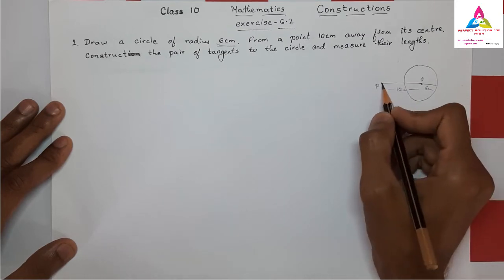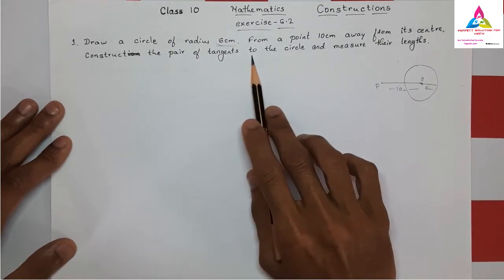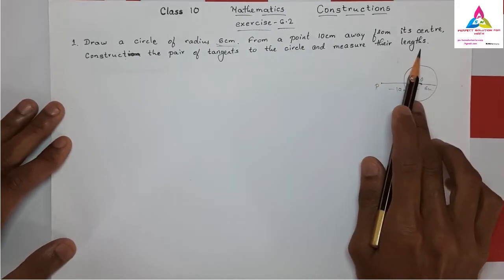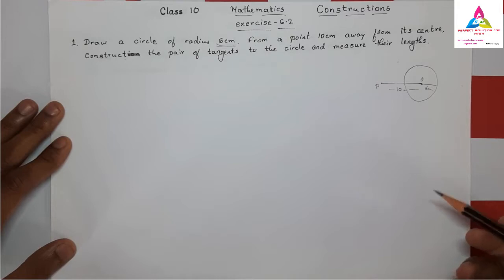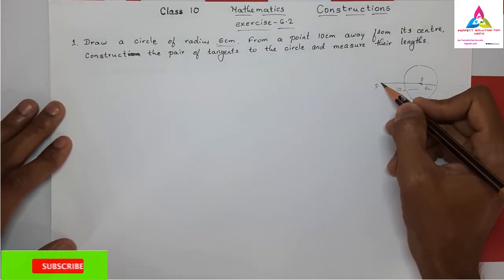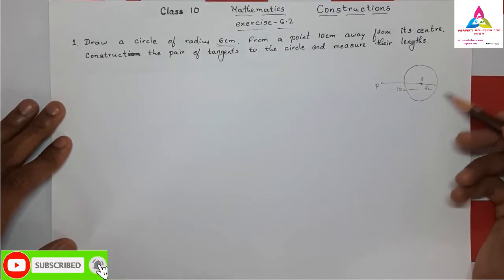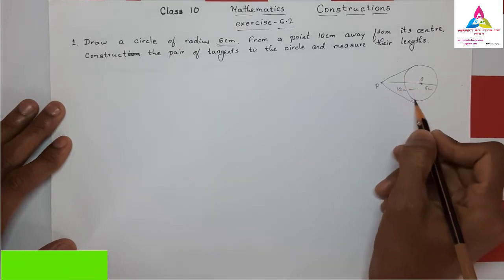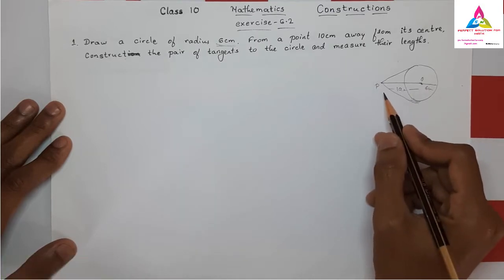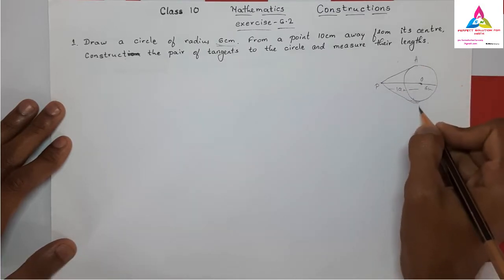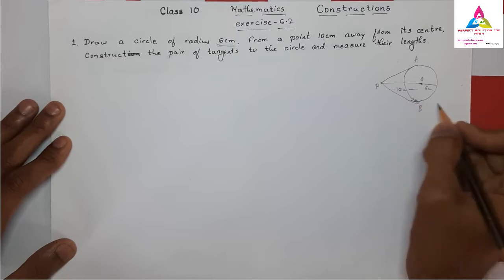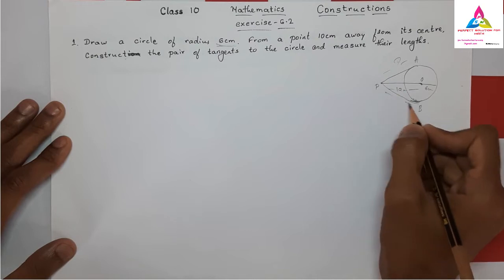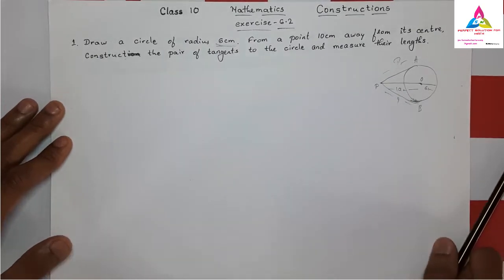From this external point P, we have to construct the pair of tangents to the circle and measure the length. Measuring the length we will do later, but first we have to construct the tangents. You remember, from an external point to a circle we can draw two tangents. So this is one tangent and this is another. You can name them A and B, and each must touch the circle at a single point. Afterwards we have to measure the lengths PA and PB. So let us go through how to construct it now.